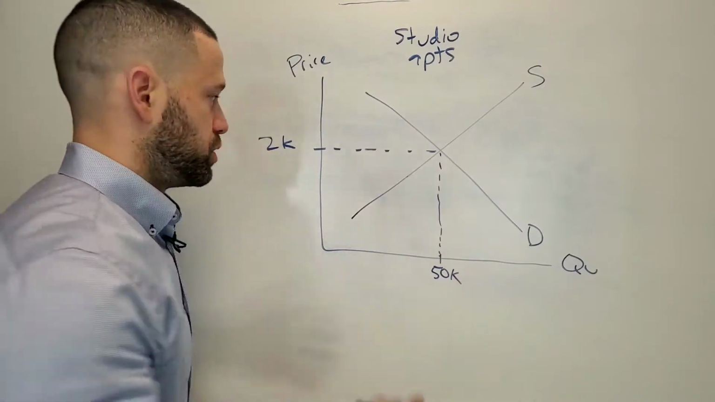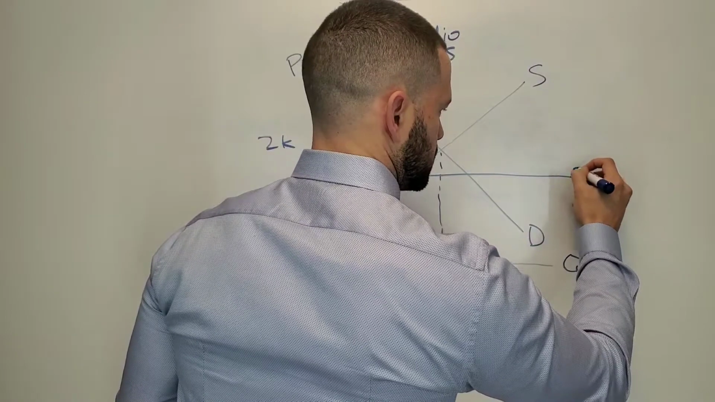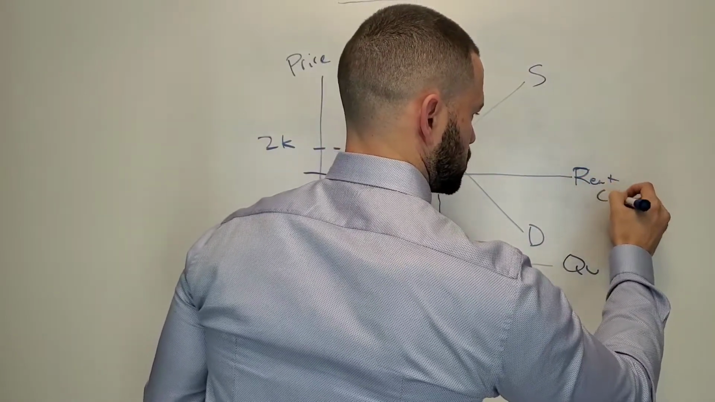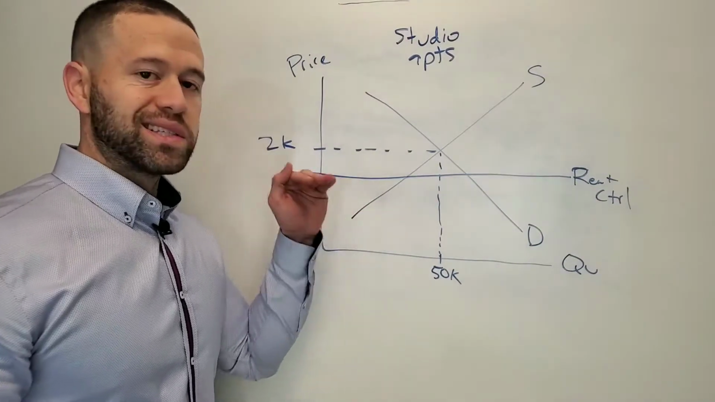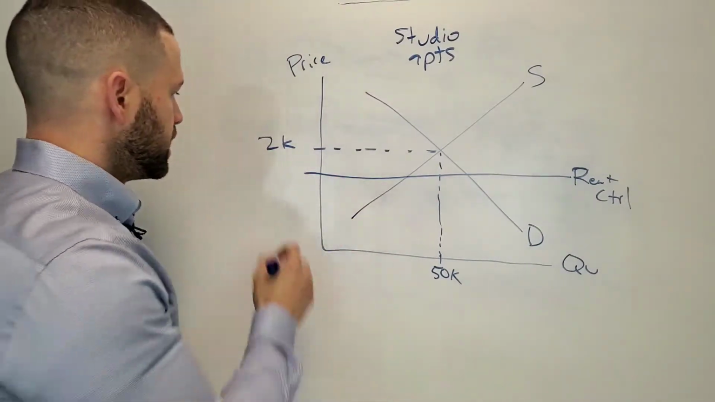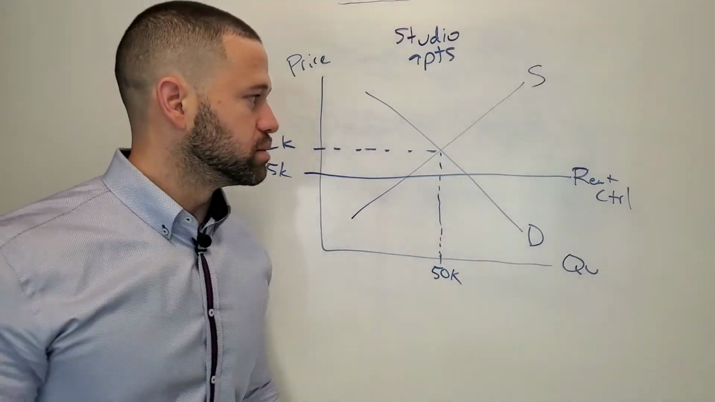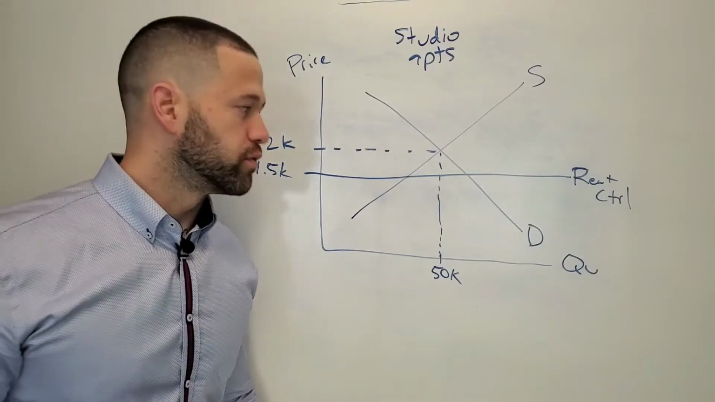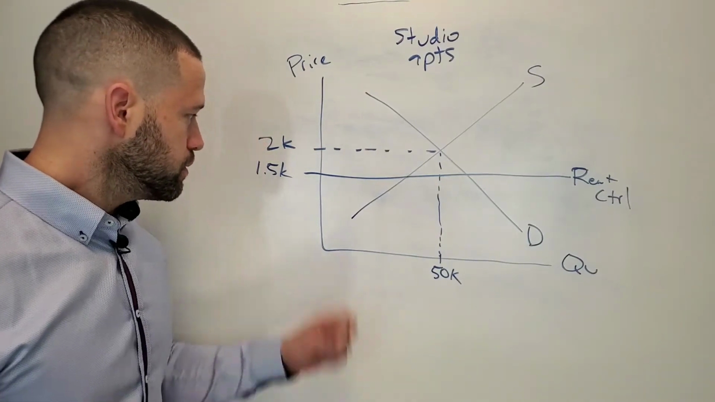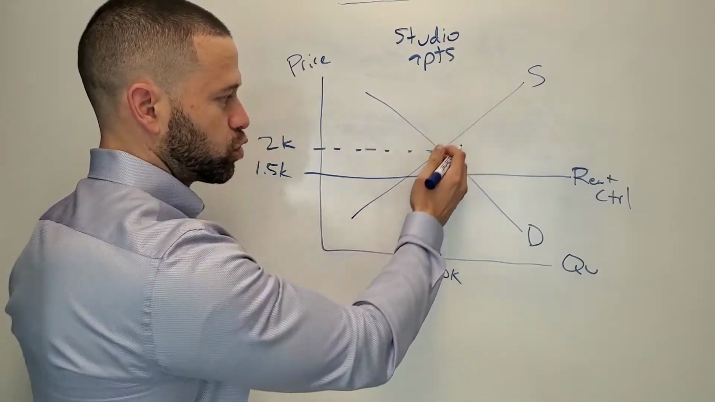Here's what rent control does. Rent control, okay. So what it does is it imposes an artificial price ceiling on a good. And let's say Kshama Sawant in her great wisdom decides $1,500 is the right amount of rent for a studio apartment. What happens is that the supply decreases, okay?